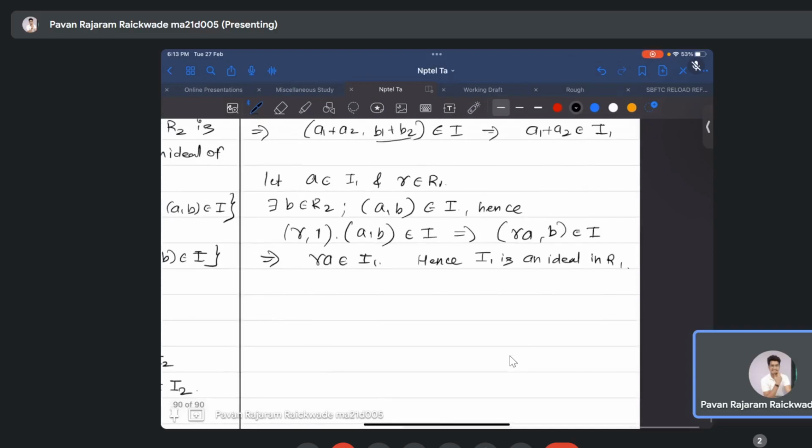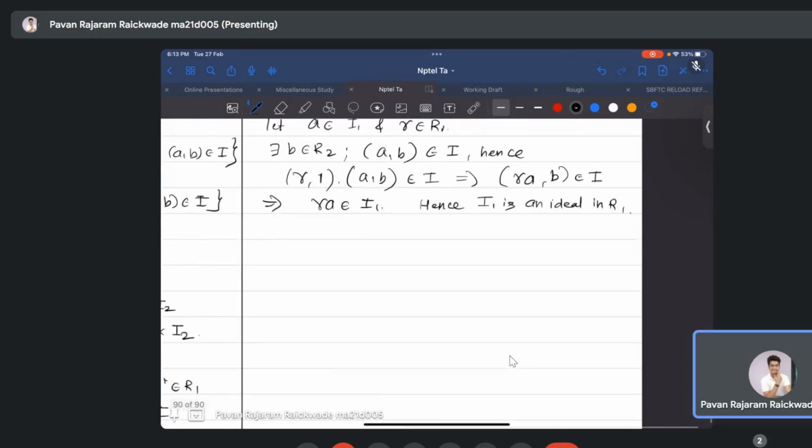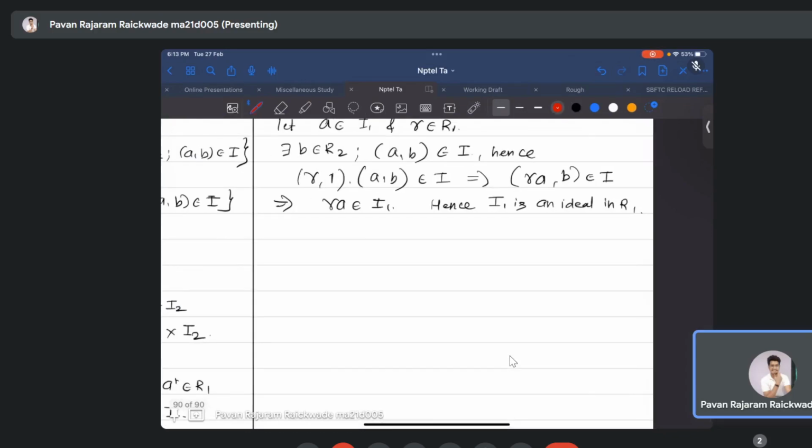So exact same lines will follow for I2 to show that I2 is also an ideal. The proof is the same.